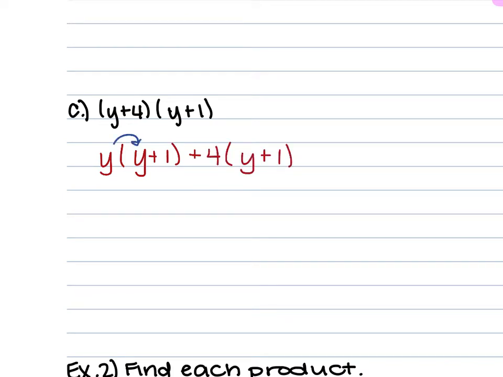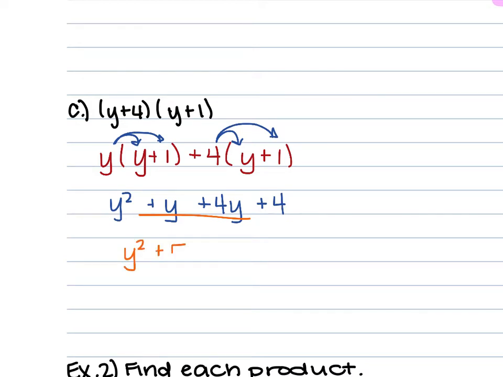So y times y is y squared. Y times 1 is y. 4 times y is 4y. And 4 times 1 is 4. So again, we just combine like terms. The y plus 4y gives us 5y, so that's y squared plus 5y plus 4.